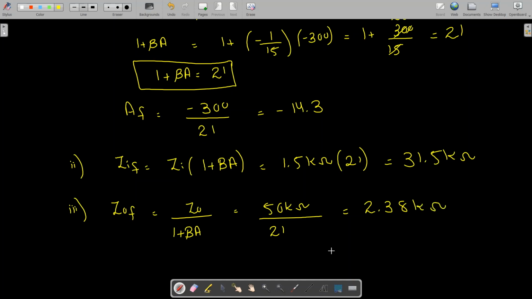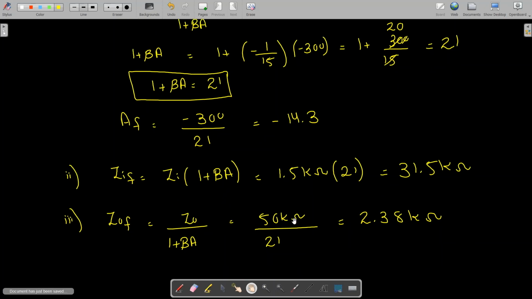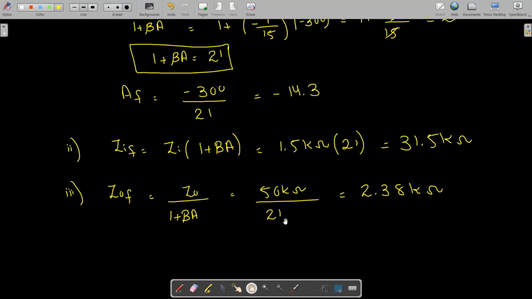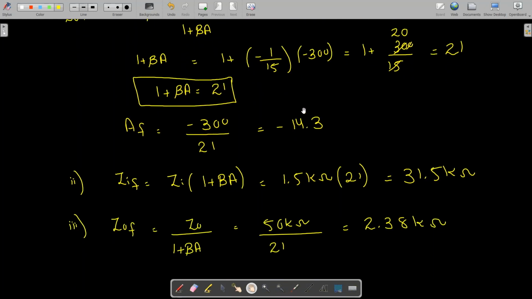Fine. So the gain has been decreased. If you can see over here, gain without feedback was minus 300, which has been reduced to minus 14.3. Input impedance has been increased, which was 1.5 kilo ohm without feedback, but now it's 31.5 kilo ohm. And similarly, the output impedance has been decreased by an amount of 21, and this is your output impedance. So this is the solution to question number 3.